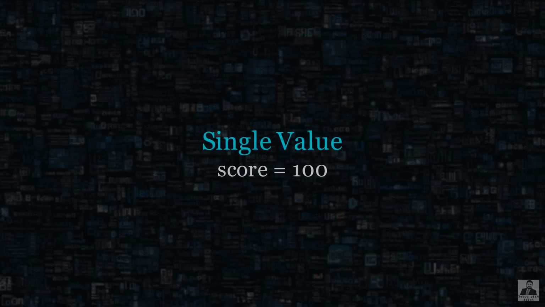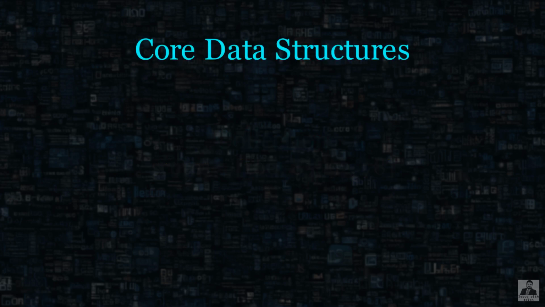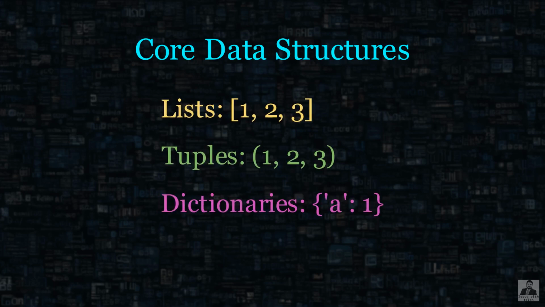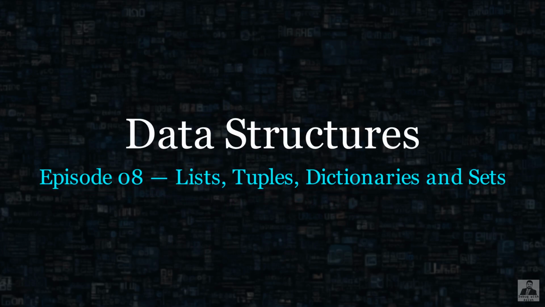So far, you have stored single values and variables, but real programs need to store collections of data. Python gives you 4 core structures to do that: lists, tuples, dictionaries, and sets. In this episode, we go line by line through each one.